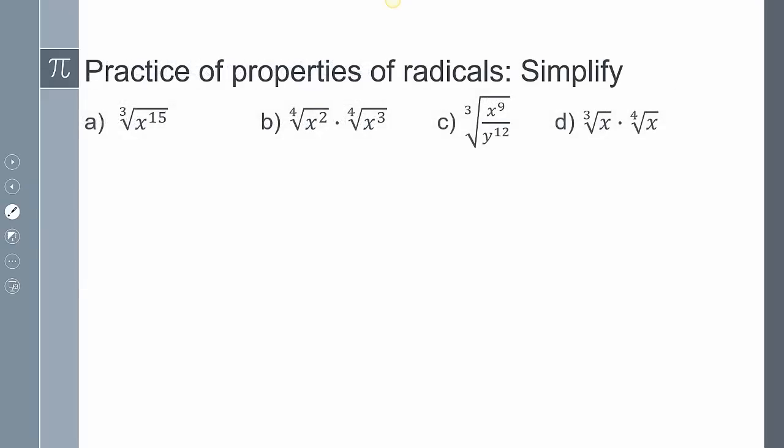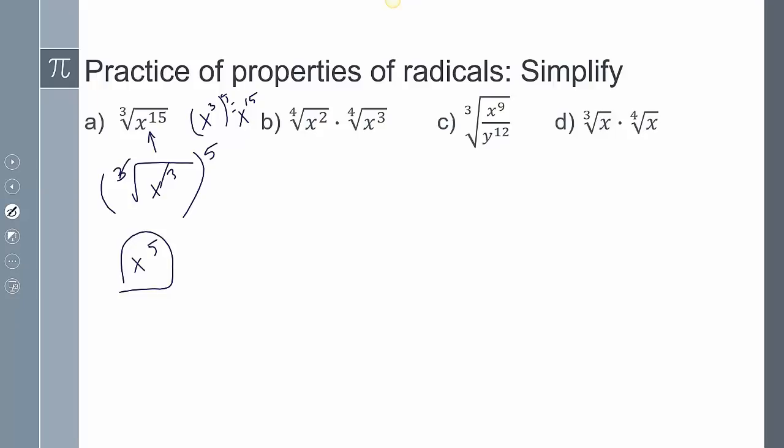So let's do a few of these. For this one here, I can say this is x to the third to the fifth power, because I know that x to the third to the fifth is the same as x to the 15th. And so those would cancel out, and you're just going to get x to the fifth.